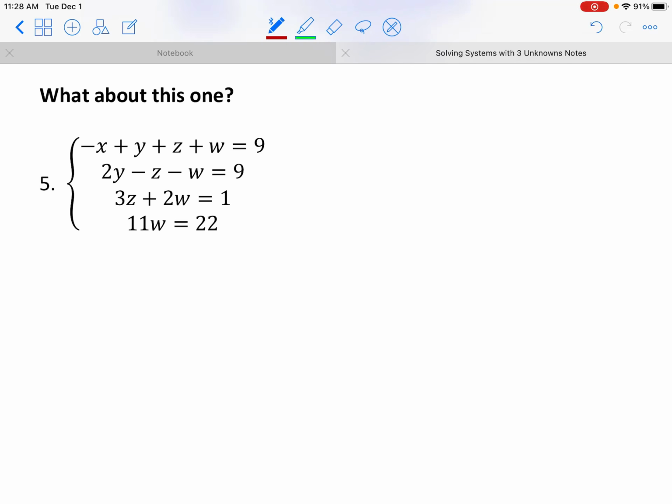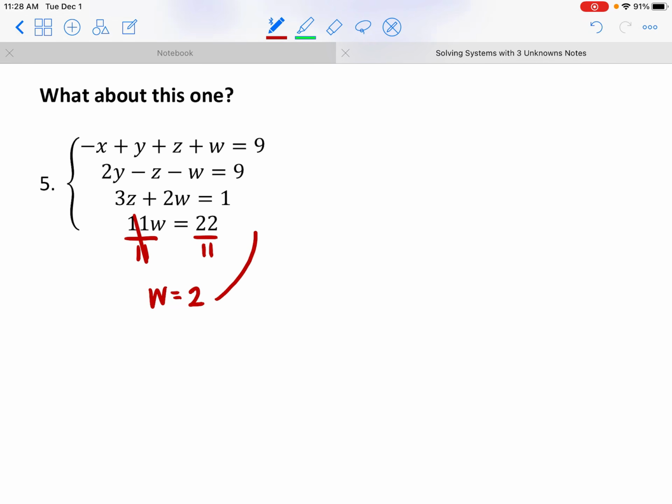Now, if we look at this particular system, we don't have to go through all of that work. We've got 4 variables, we've got 4 equations, but if we look at the last equation, this is one where we could just use back substitution. This last equation, if I just divide both sides by 11, I don't need to go through elimination. I can see the first part of my solution. W has to equal 2.